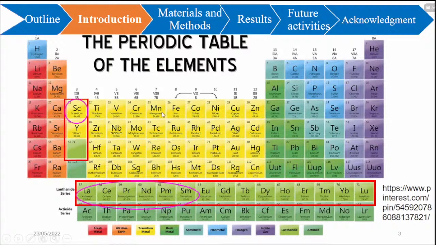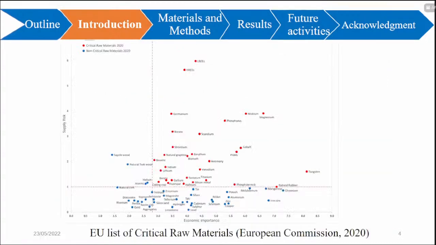The European Union classifies these rare earth elements into light rare earth elements, shown in pink color, and heavy rare earth elements. We will also focus on yttrium and the lower light rare earth elements. The European Union also maintains a list of critical raw materials, which is constantly updated.